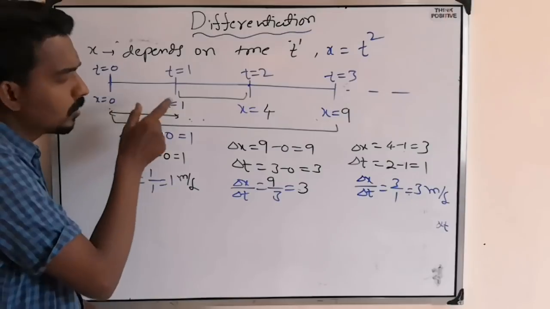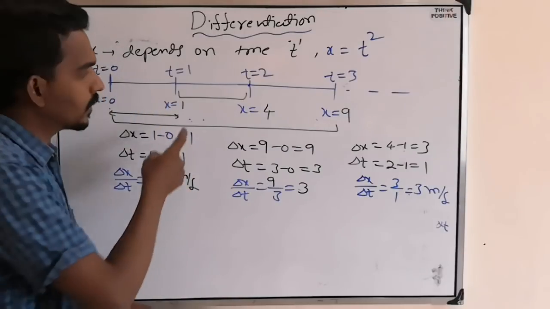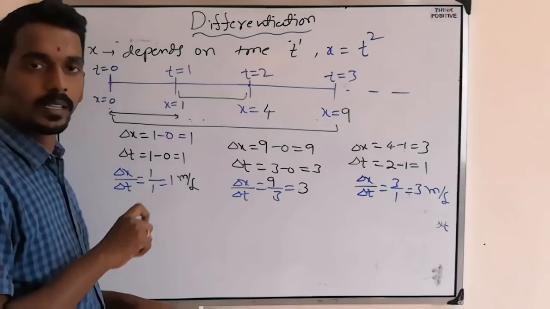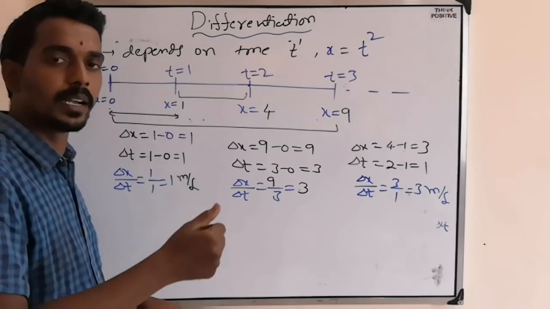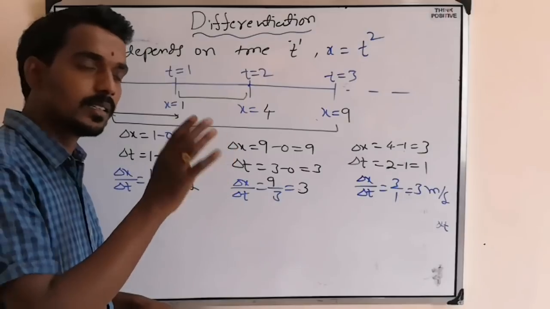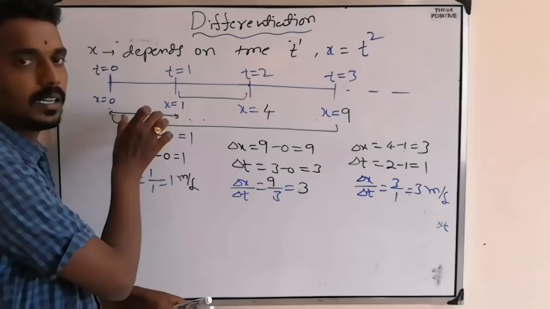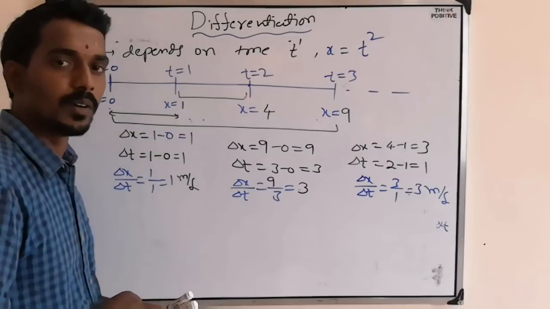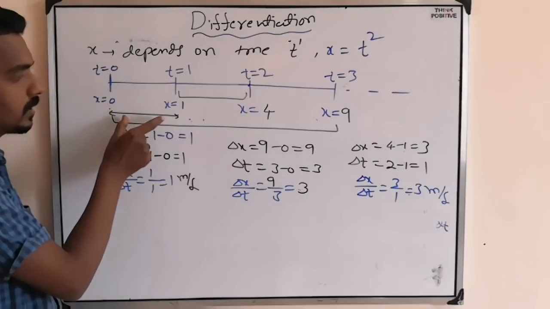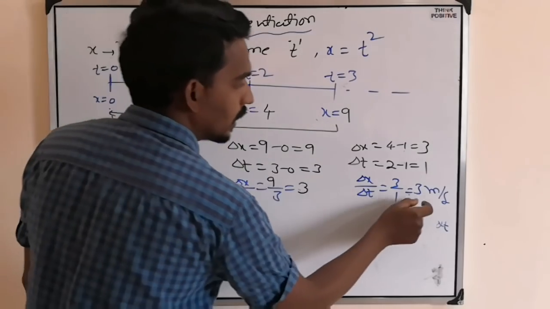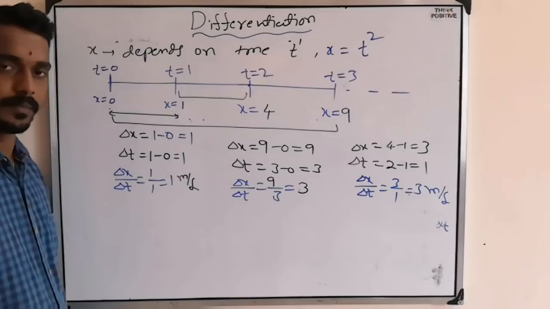See, from here to here it took 1 second. From here to here also it took 1 second. But x changed differently. Earlier case, change was same. Right? But here the change is not uniform. In first second the change is 1 meter per second. But in the next second 3 meter per second.